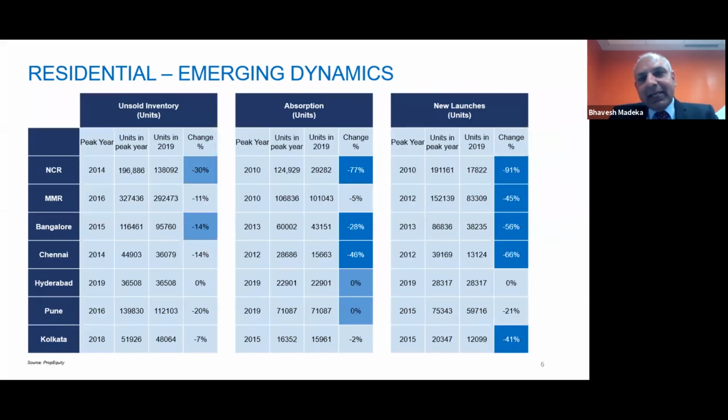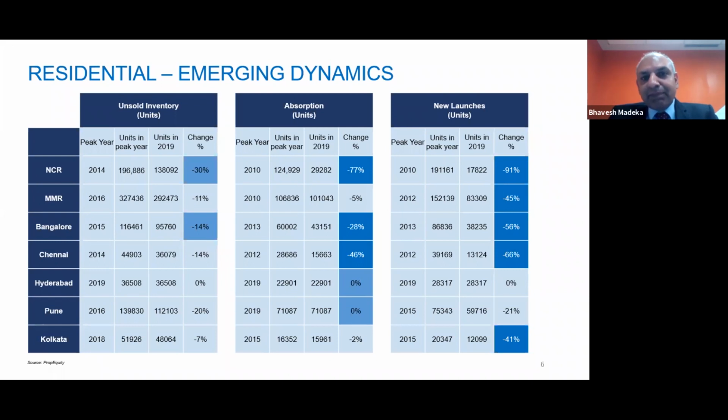Look at the next stage of facts in the 6 major cities. Effectively, the unsold inventory is very high in locations where there was an investor class of people going into residential real estate. But in the cities where it was owner occupied, which is mainly Bangalore, Chennai, Hyderabad, Pune, you realize that much less stock is available.